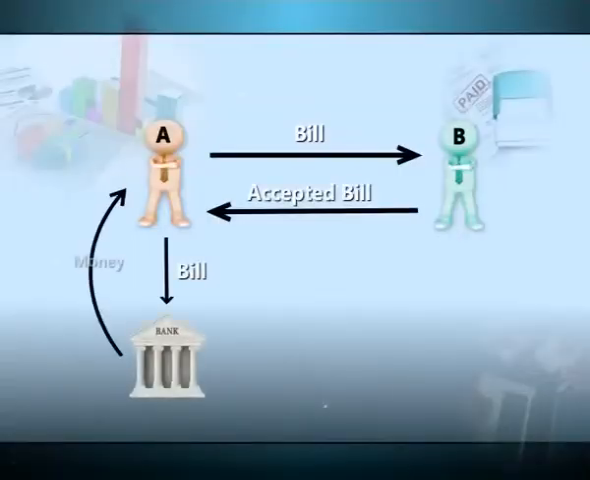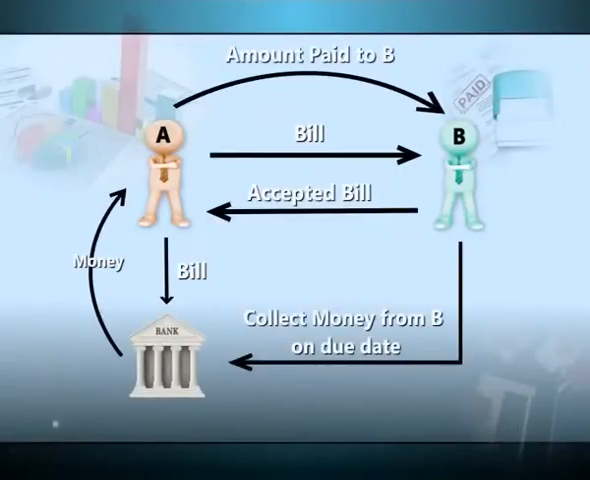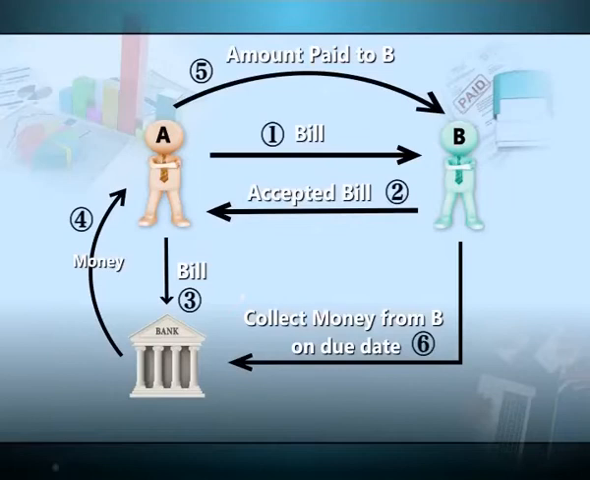So A draws a bill on B, B signs it, accepts it. A takes that bill to the bank as security. Sir, this is a bill with me which is accepted by B, who is going to pay me the money after a month. So you can take this bill as security and give me the money today itself. Okay. The bank takes that bill as a form of security, gets it discounted.